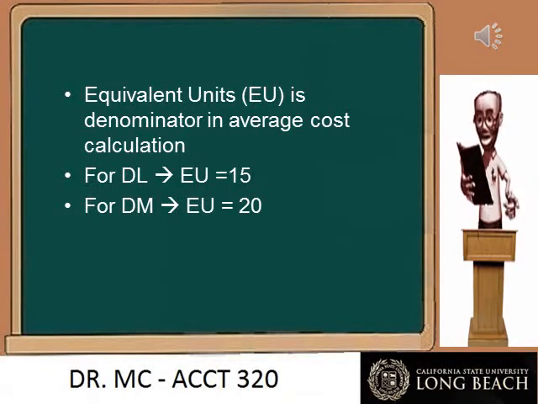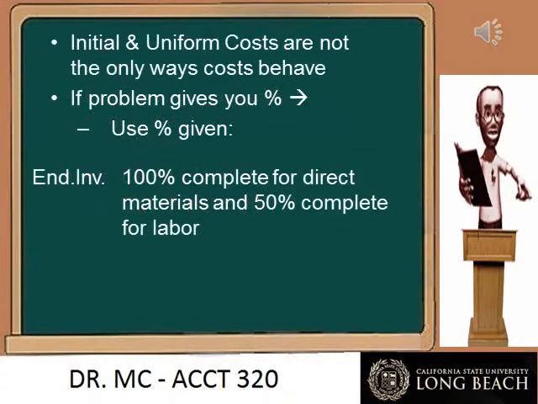Initial costs and uniform costs are not the only ways that costs behave. You need to use the description of the cost behavior that appears in the problem. If the problem gives you the percentage that the units are complete for a given cost component, then use the percentage and don't worry about code words. For instance, our example could have just told you that the baseball bats in ending inventory, which are the half-complete bats, are 100% complete with respect to direct materials and 50% complete with respect to labor.